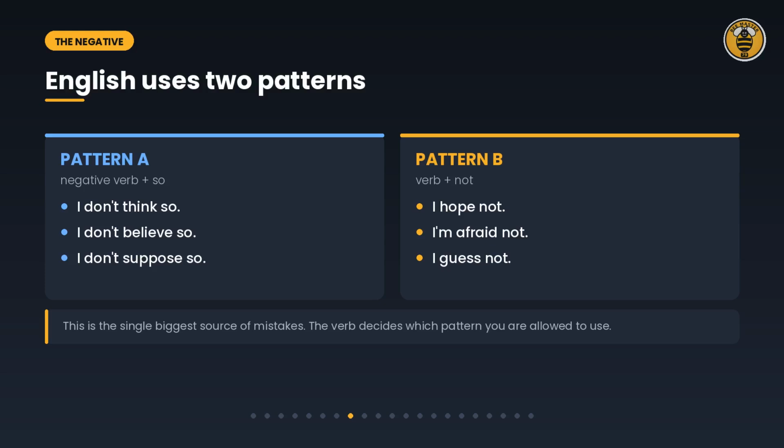Now the part that causes most of the trouble. To make these answers negative, English does not use one pattern. It uses 2. Pattern A puts the negative on the verb and keeps so. I do not think so. I do not believe so. I do not suppose so. Pattern B keeps the verb positive and replaces so with not. I hope not. I am afraid not. I guess not. And here is the key point. You do not choose freely. The verb decides which pattern you are allowed to use.